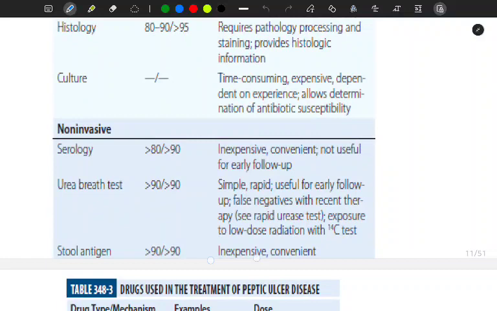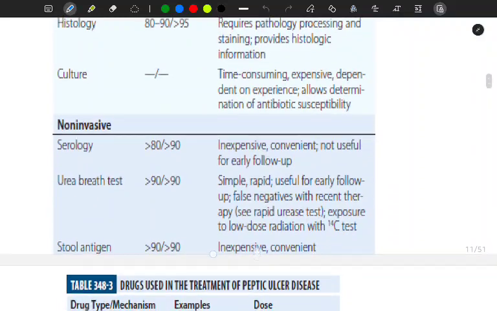For urea, we give them a radio-labeled carbohydrate, as in the C14 test, and ask them to drink it. The urease within the Helicobacter will break the urea, and you detect it in the breath. There is a limit: above the limit it's detectable, below the limit it's not detectable. That's good. We often use it as a follow-up test.